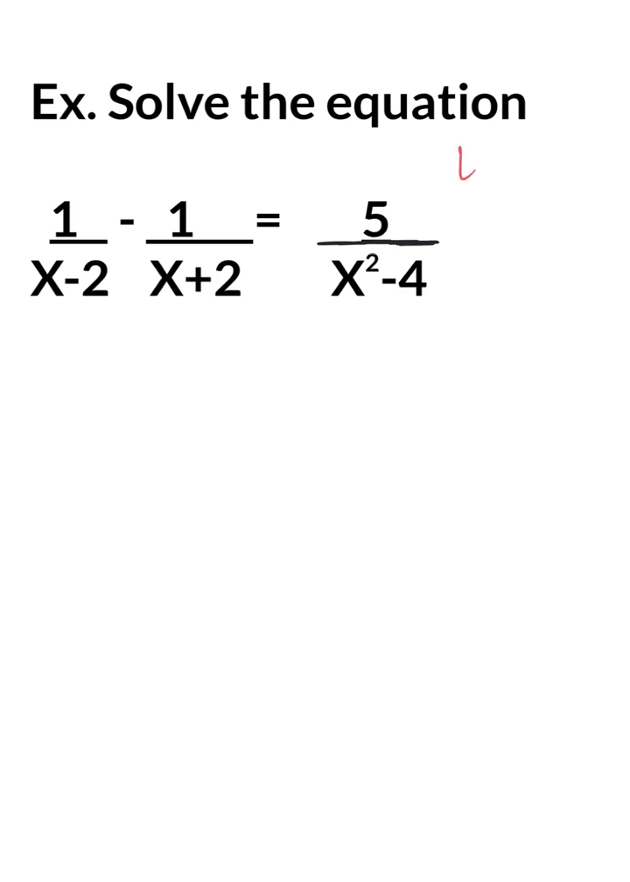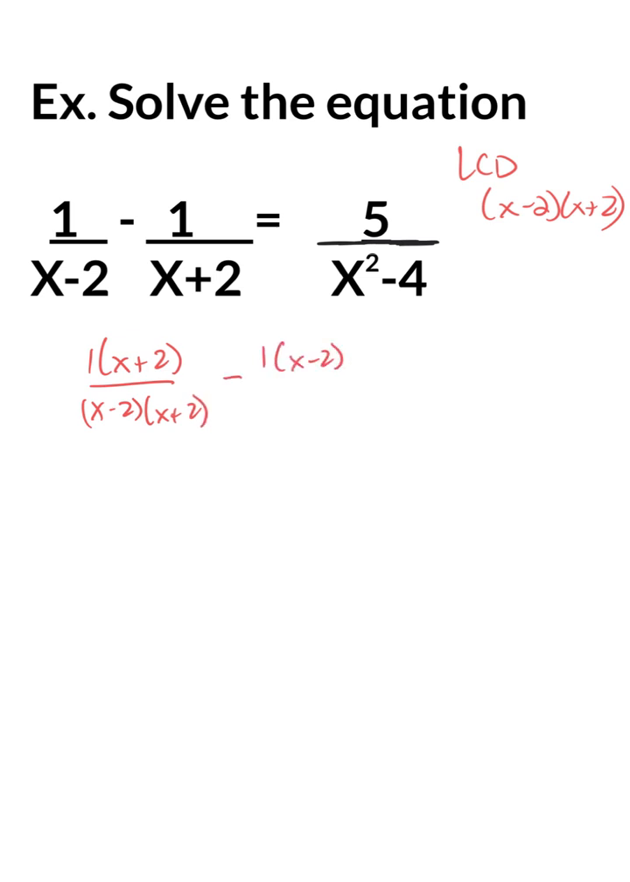But again, you still need to go LCD is simply x minus 2, x plus 2, because that's what x squared minus 4 factors to. So then you start going through. So this one needs to be 1 times x plus 2 over our x minus 2, x plus 2, minus 1 times x minus 2 over our x minus 2, x plus 2, equals, and this is already there, 5 over x minus 2, x plus 2.